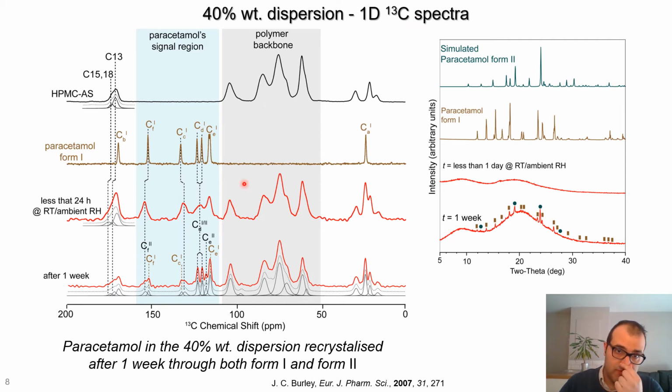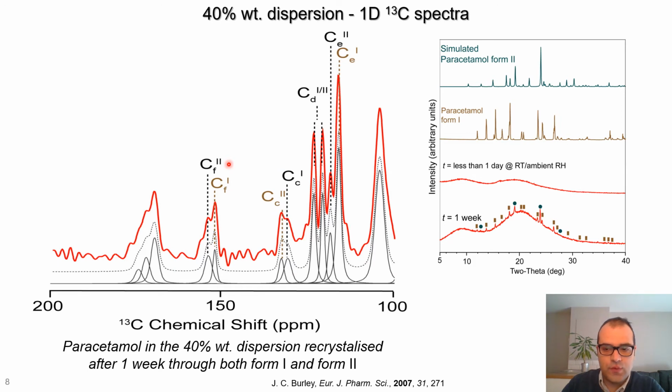By the carbon spectra of the 40% formulation, we were able to identify phenomena of paracetamol recrystallization after only 1 week. For paracetamol form 1 and form 2, that are the two known polymorphs for the paracetamol, the presence of both polymorphs can be proved by the XRD data, and by these signals here in the dispersion spectra that can be attributed to both polymorphs. The presence of crystalline paracetamol in this dispersion indicates that the dispersion is not fully amorphous and then not stable.